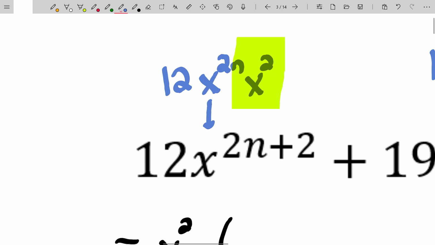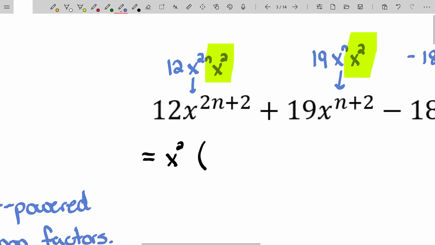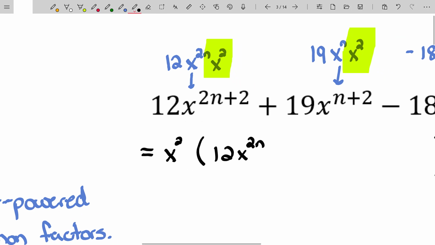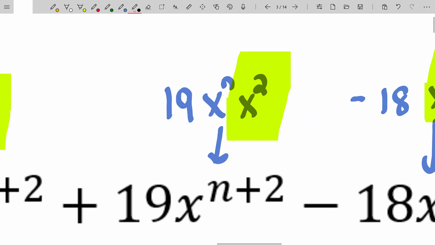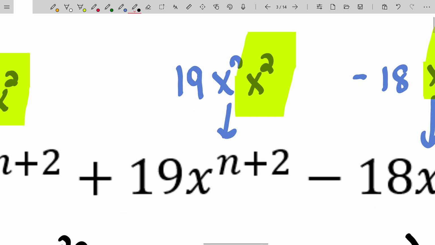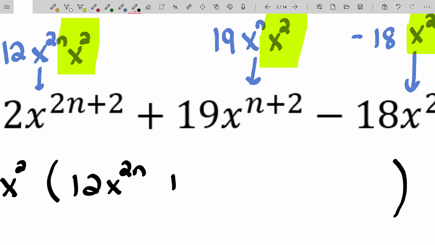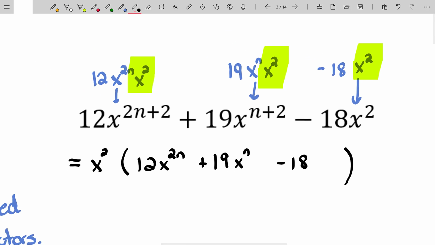If I were to take this first term and divide off an x squared, I'd be left with a 12x to the 2n. Likewise, if I go to the second term and divide off that x squared, I'm factoring or dividing that term by x squared, and you'll be left with a positive 19x to the n. And finally, on the last term, if you factor off an x squared, you're again just dividing off x squared, and that would be a negative 18, which is left over after the division.